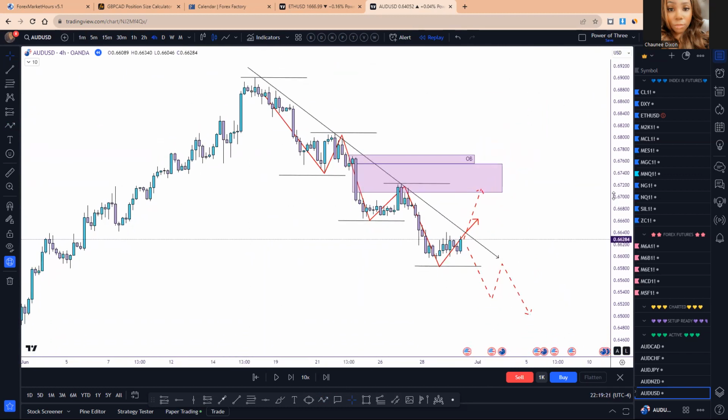So again, you need to know what is the current trend? Where's price at? Where do you think it's going to go? And what's your entry point?